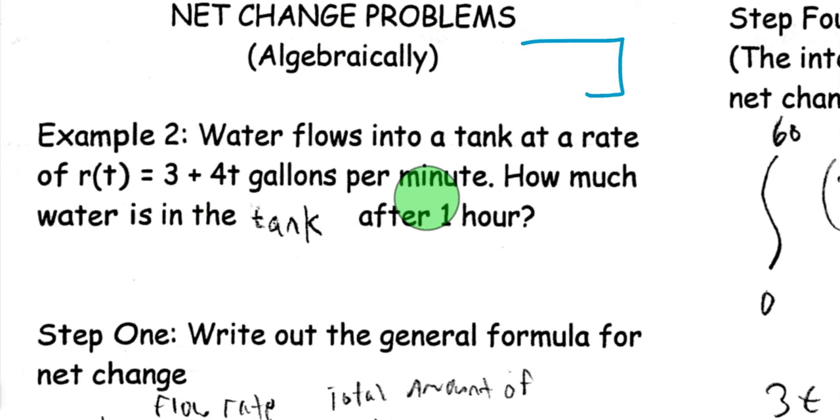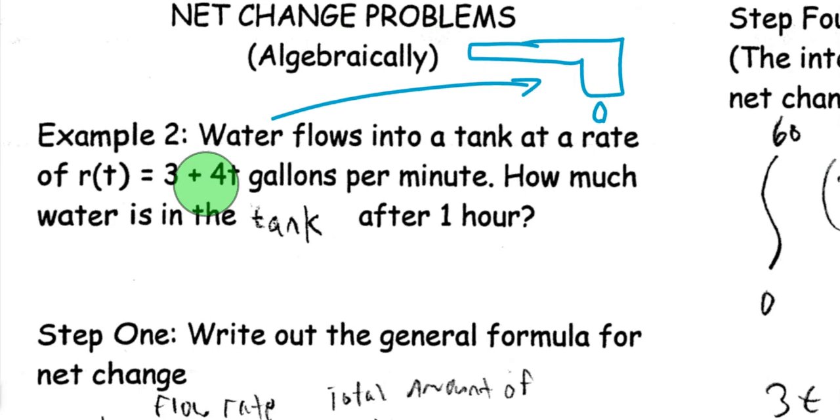Here's my little spout I'm going to draw. Okay, and water is dripping out of this thing. Oh, that's not going to be a good water droplet. Let's try this again. Okay, so it's going to look something like that, right? That is going to be flowing at a rate of 3 plus 4T gallons per minute.